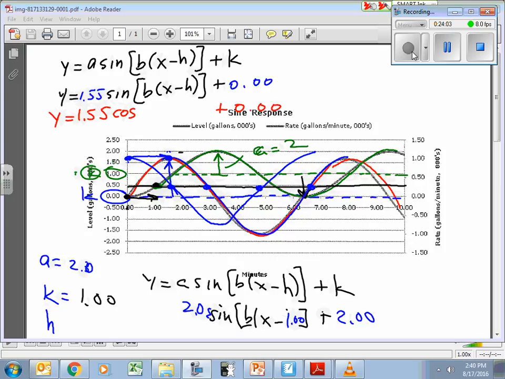The red formula is the same thing as the blue one. They have the same amplitude, they have the same K. The only difference between them is one is shifted more than the other. So x minus, I shifted all the way over to like 1.50. Can you feel that a little bit?